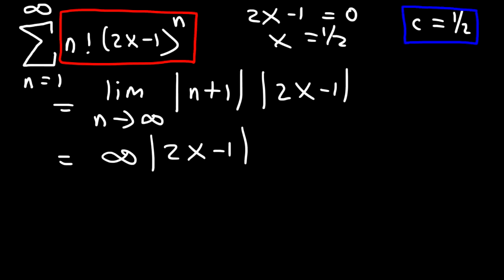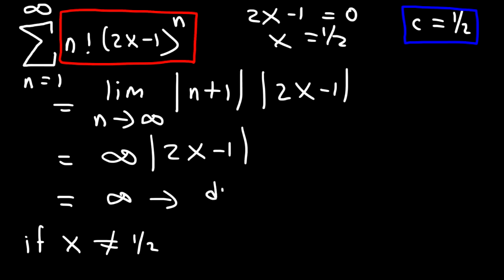Now let's think about what we have. If x is anything but 1/2, it's going to diverge. Let's say if x is 5. If we plug it in here, 2 times 5 minus 1, that's 9. 9 times infinity is infinity. So whenever x does not equal 1/2, infinity times whatever that value is going to be infinity. And so the series is going to diverge whenever x is anything but 1/2.